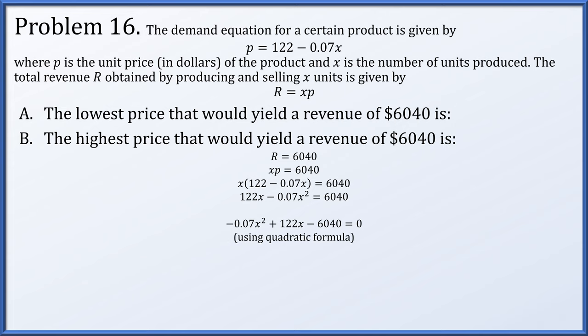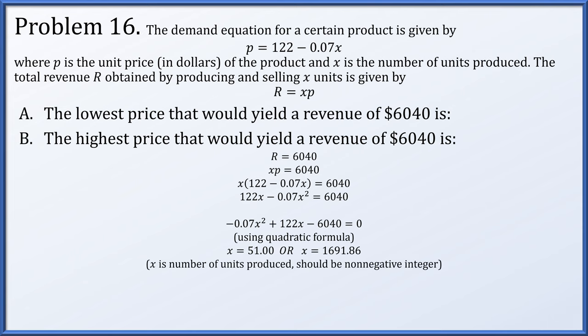We have some big coefficients. We have some non-integer coefficients. It's not going to be something we work out by hand. Rounding off to two decimal points, 51.00 or 1691.86. However, x is the number of units produced, so we should probably just use integers. So we're going to call this 51 and round up to 1692.